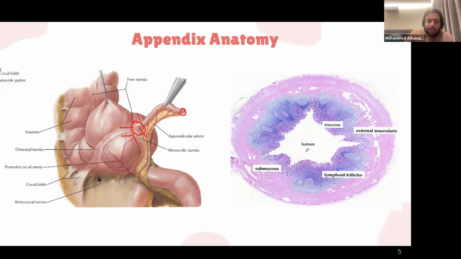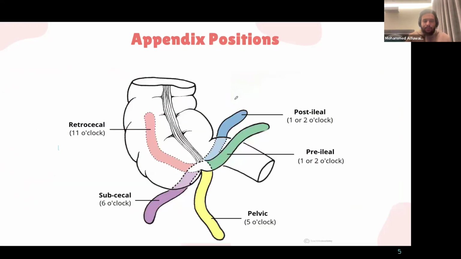In terms of the layers, you can say that this is a true diverticulum. Why? Because it has mucosa, submucosa, and muscularis, all layers, okay? Function-wise, it has just lymphoid follicles, so it has some immune function. That's pretty much it. The most important pathology in the appendix is acute appendicitis, okay? You have cancers that develop and so on. It's just not too important.